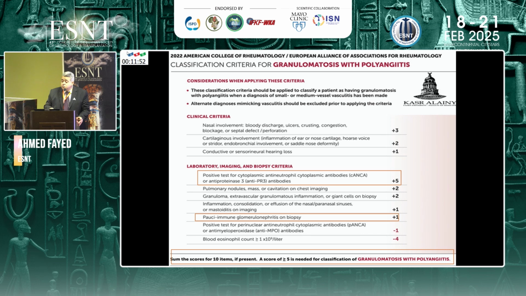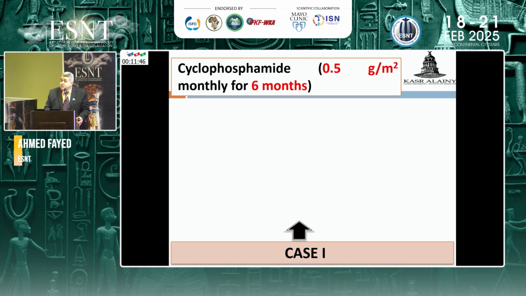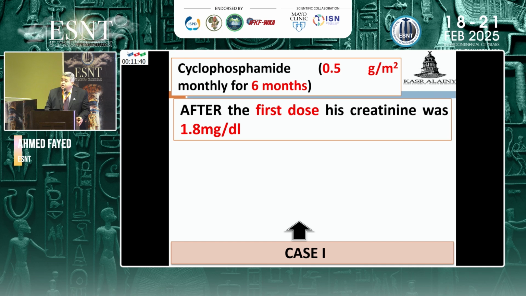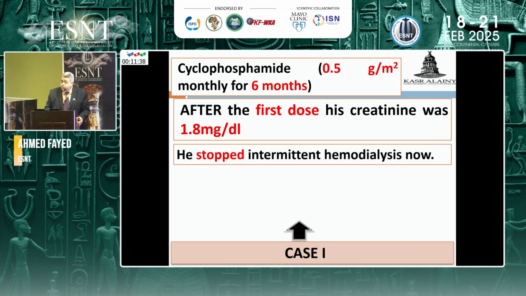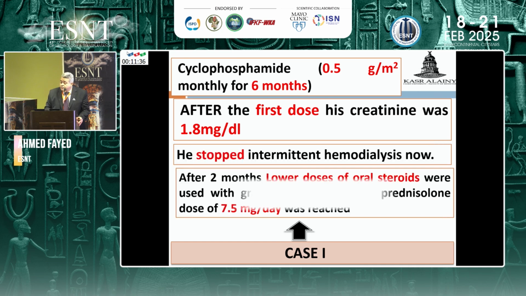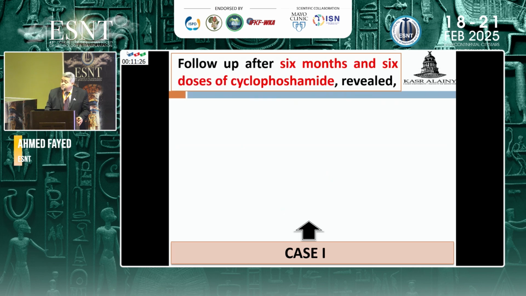When this score exceeds 5, you have a definite diagnosis of granulomatosis with polyangiitis. So cyclophosphamide is the next step, 0.5 gram per square meter monthly for 6 months. After the first dose, the creatinine reached 1.8 and he stopped intermittent hemodialysis. After 2 months, we lowered the steroid dose, with gradual tapering of the cortisone to 7.5 milligram per day, and follow-up for 6 months.